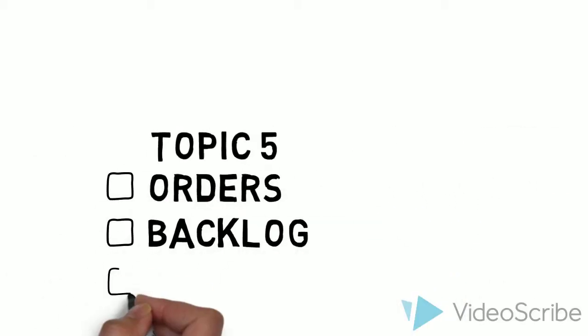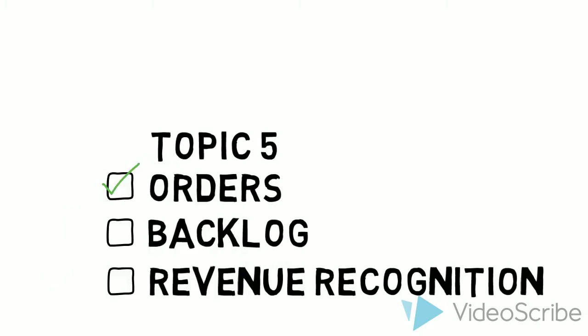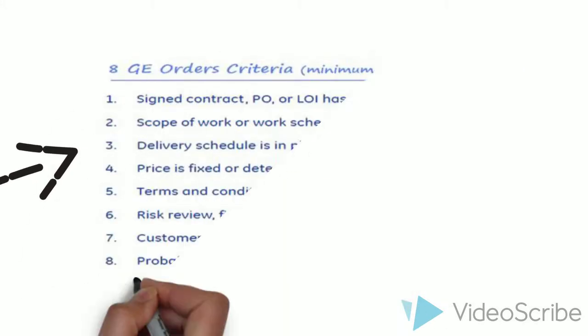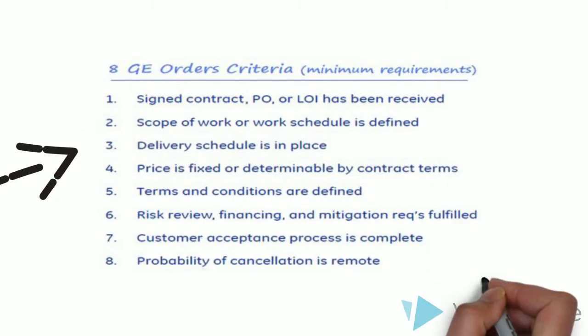In the following section, you will learn about orders, backlog, and revenue recognition. An order is an indicator of future revenue and an overall economic indicator. There are 8 GE orders criteria, as displayed above.